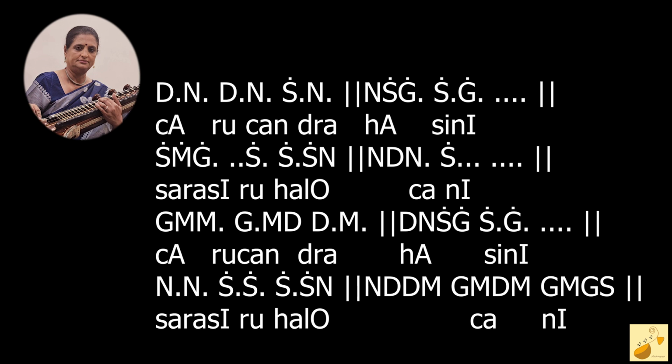Sa ma ga sa sa ni ni da ni sa. Now Charu Chandra, second variation. Ga ma ma ga, charu ma da da ma. So ga ma ma ga is one strike, and then from ma you go to ga. Ma da da is one strike, and from there you go to ma.